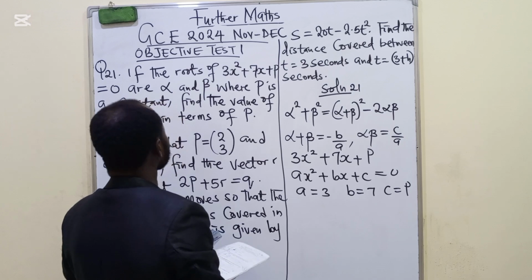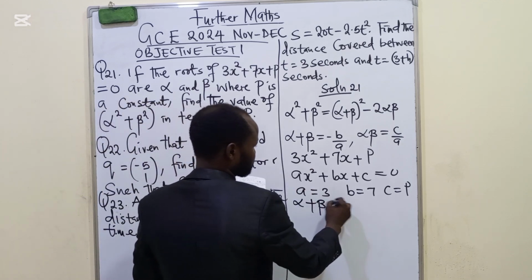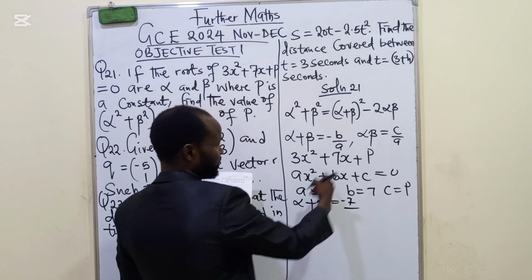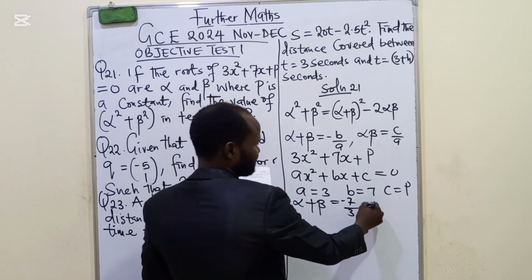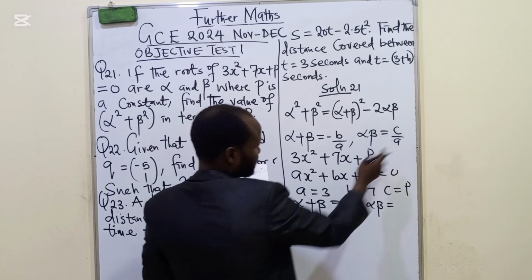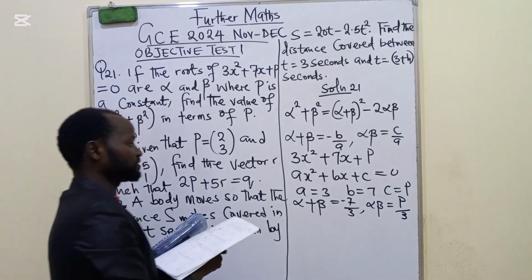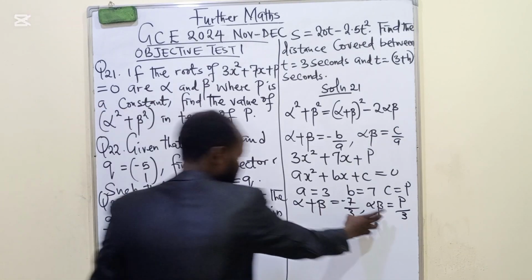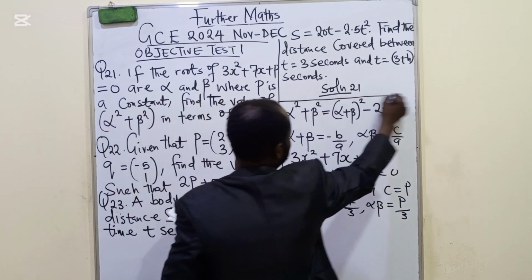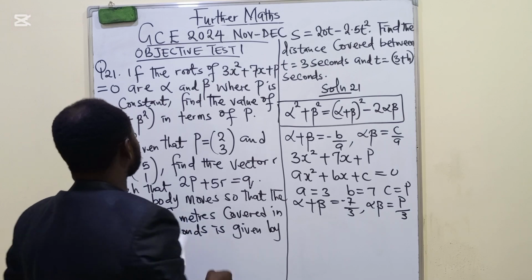Okay. Let's find alpha plus beta now. Alpha plus beta will be equal to minus b. Our b is 7. That will be minus 7 divided by a, which is 3, comma alpha times beta. Alpha times beta is c over a. C is p, divided by 3. Very important. Okay. So the next thing for us to do is to use this identity and substitute into this general identity here. We are asked to find the value of this.